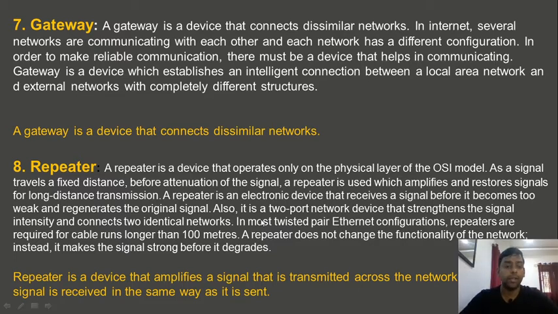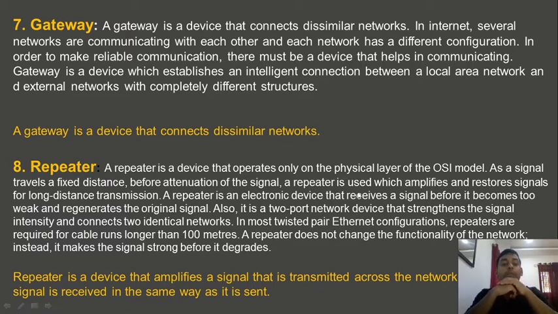Meaning whenever attenuation happens, right? Also, it is a two-port network device that strengthens the signal's intensity and connects two identical networks. In most twisted pair Ethernet configurations, repeaters are required for cables longer than 100 meters. Once it reaches 100 meters or more, the signal loses strength, and at that time a repeater will be installed. The repeater does not change the functionality of the network. Instead, it only makes the signal strong before it degrades.